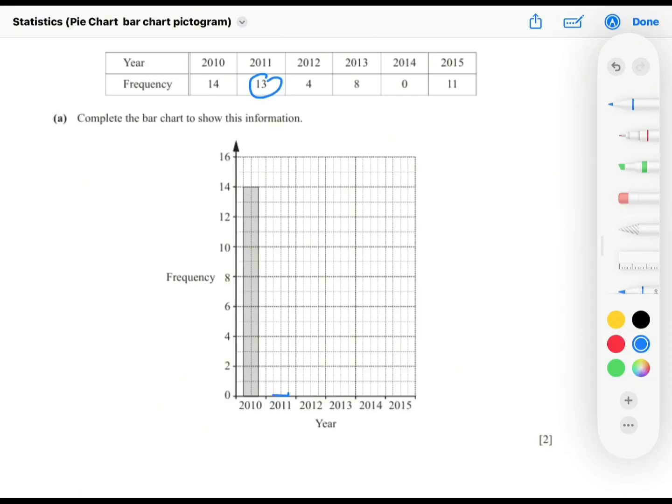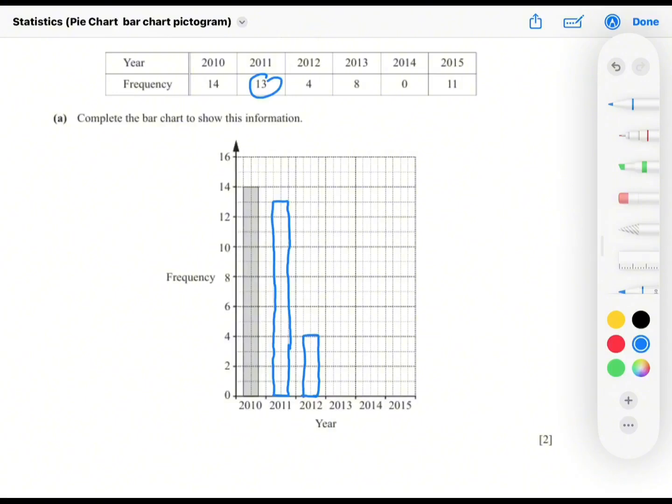So I have to make a line here, and this is how I have to make a bar chart, very carefully. If you make one silly mistake, then it will be wrong for you. So here we go, 13. Let me make it. So this is what we got. Okay, this is what I have got, the first one. Now the next is 2012. 2012 has 4, so let's make a line for 4 as well.